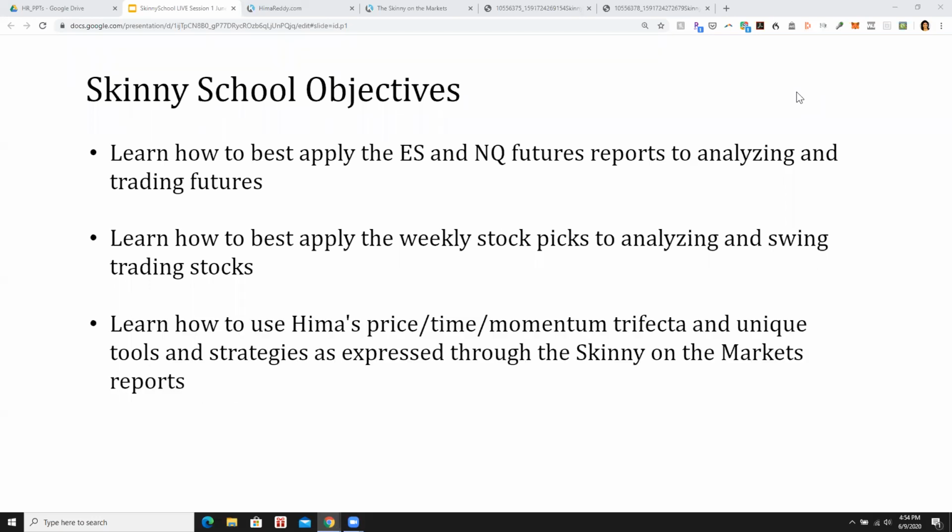Learn how to use Hema's price, time, momentum trifecta, and unique tools and strategies as expressed through the Skinny in the Markets reports. What I mean by this is that many of you are probably familiar with my momentum work, RSI power zones, maybe the time loss forecasting trading system, maybe with price, not only the Skinny reports themselves, but currently the Gann trading pattern system.